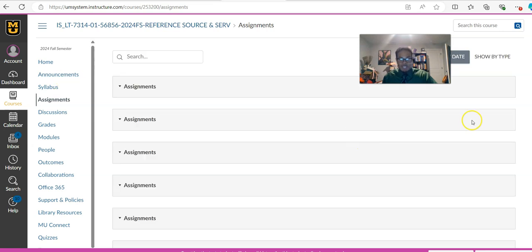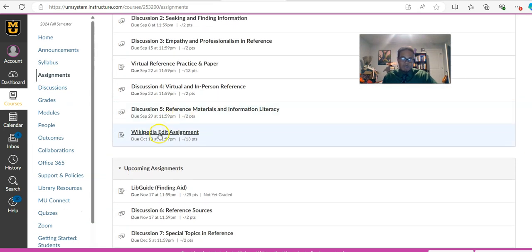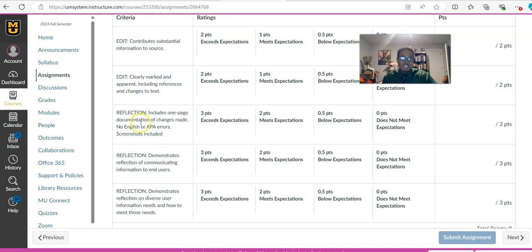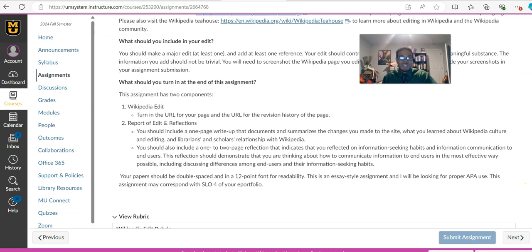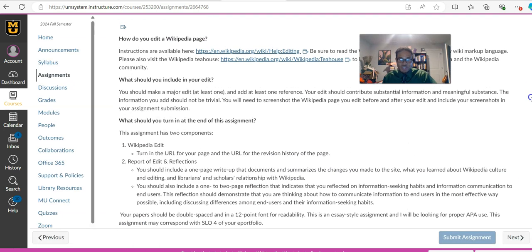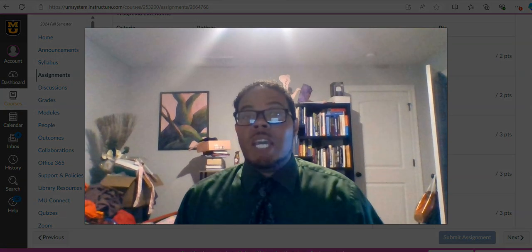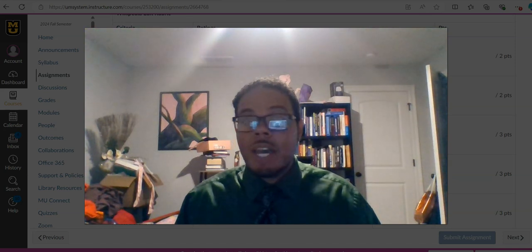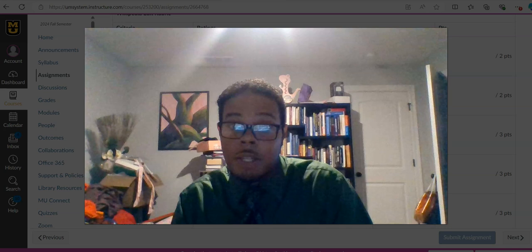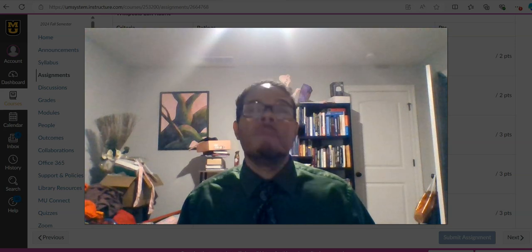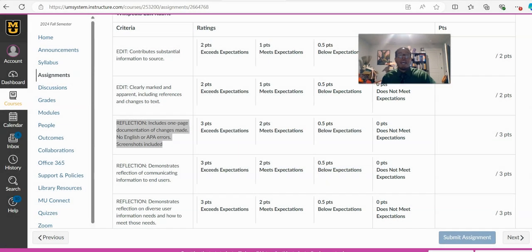Now, the assignment prompt, Wikipedia edit assignment. You have to use a citation style, and I know I've said this several times. You have to use a citation style. It is in the rubric. It is right there. So that means cite sources. There are a lot of you who did not cite sources in the Wikipedia edit assignment, and I don't know where that's coming from, because a lot of you who didn't cite sources in the Wikipedia edit assignment did cite sources in the virtual reference assignment. Listen, if a prompt says you have to use a citation style, that means cite.